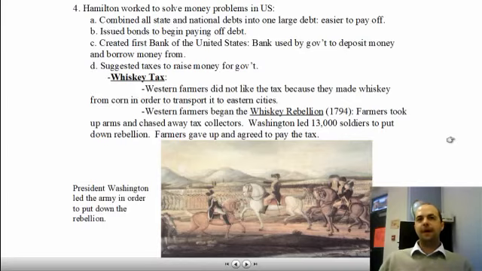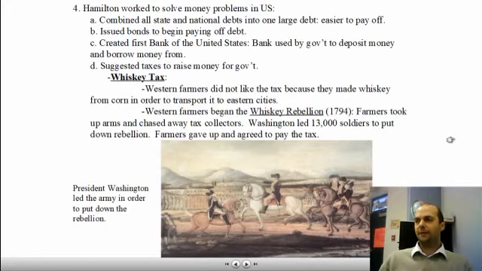Hamilton also issued bonds to begin paying off debt. Bonds were kind of like credit, or printing money, printing credit for the country so that they could pay off the debt. Individuals could buy these bonds, and it's kind of like people giving a loan to the government, and he used that loan money to pay off debt. He also created the first Bank of the United States, and it was the bank used by the government to deposit money and to borrow money from.